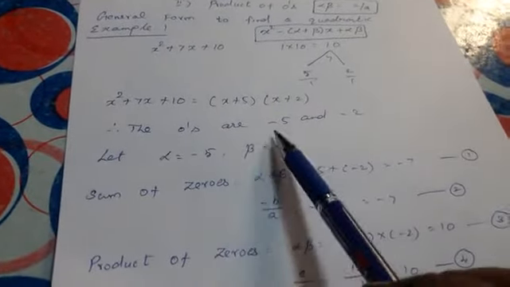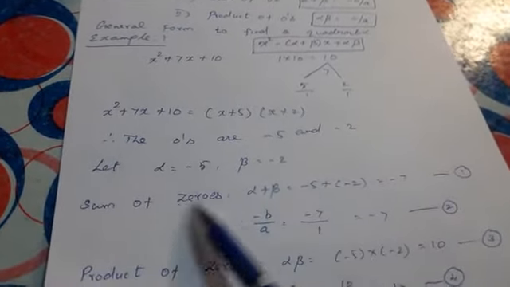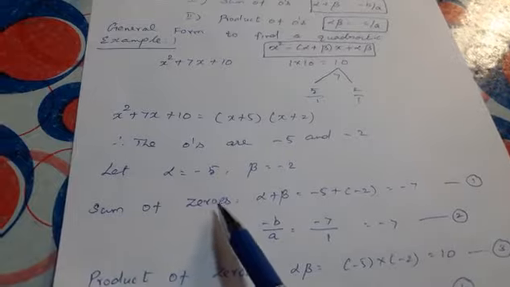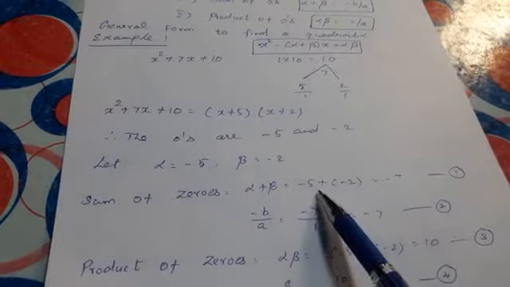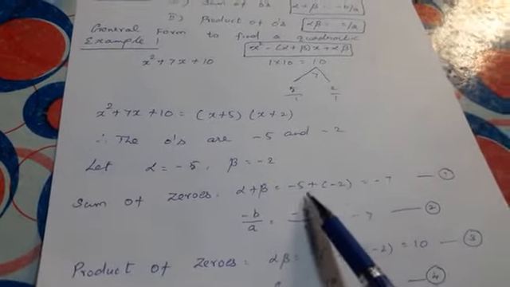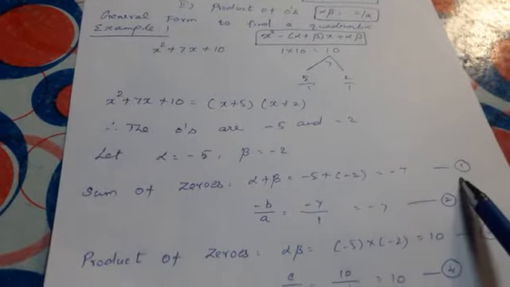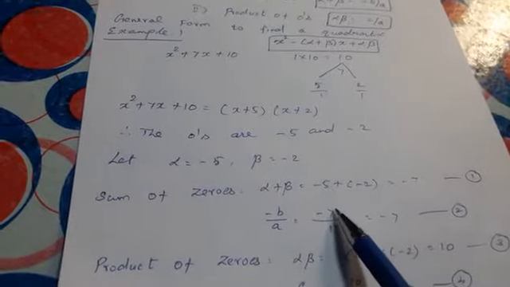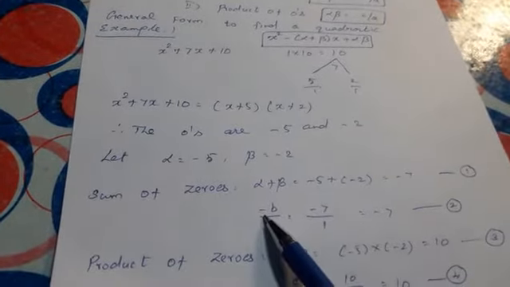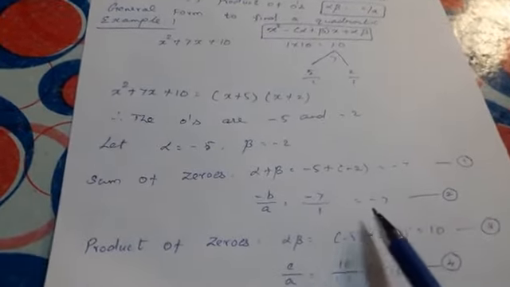So let us take the first zero, alpha, as minus 5 and beta as minus 2. What's the first relation? That is the sum of zeros. So let us find alpha plus beta, which is, for alpha minus 5, plus for beta minus 2. So minus 5 plus minus 2 is equal to minus 7. Let us take it as equation 1. Next, minus b by a is equal to minus 7. That is, the value of b is 7. There is a minus sign in the relation itself. So it is minus 7 by a, whose value is 1, which is equal to minus 7. Let us take it as equation 2.